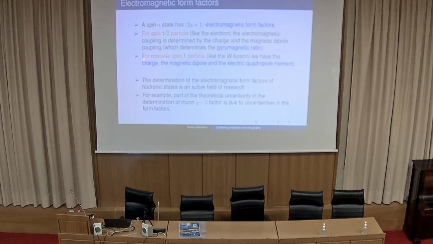If you have a massive spin 1 field, like the W boson, then you have 3 electromagnetic couplings: the charge, the magnetic dipole, and the electric quadrupole moment. And again, this was the main game in town in the 50s, when people started having big enough accelerators to generate excited states, and then tried to determine what the physics of them is.